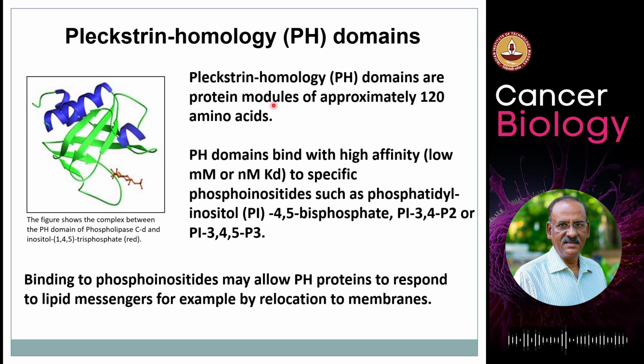This is another one called the PH domain, nothing to do with our pH. This is the pleckstrin homology domain. We call it the PH domain. This is also about 120 amino acids. They also have very high affinity to specific phosphoinositides. I hope you know what is inositol.